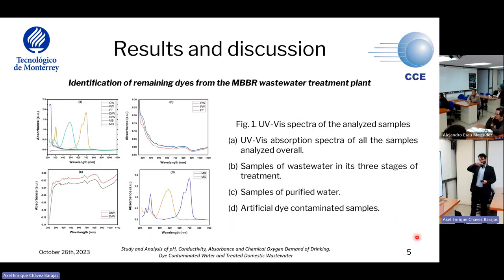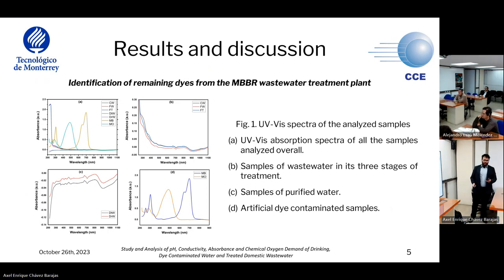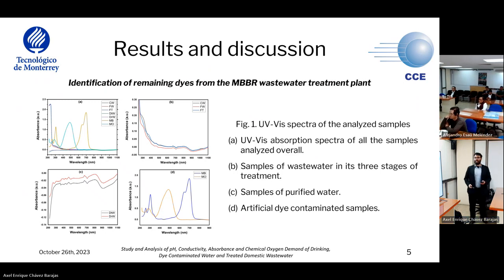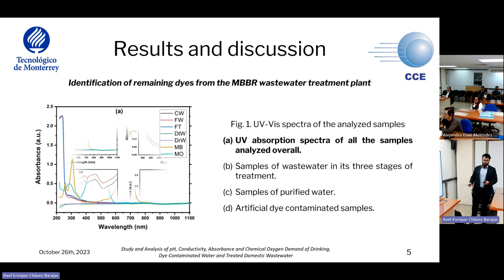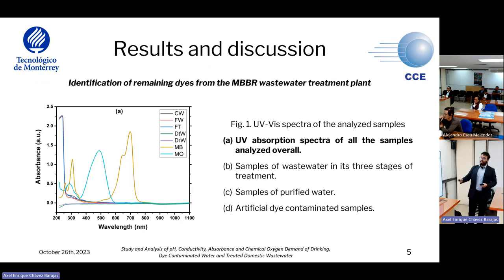Okay. Now, talking about the results, let's first analyze how the UV-visible spectroscopy results were obtained by this characterization technique. In this figure, we have the absorbance of the 7 samples combined in one figure. If we set aside the results obtained for the dyes, which are the orange and the blue absorbance results, we can take a closer look at the area we are looking at on the screen, just to see better and visualize how the differences were obtained after the 3 stages of the MBBR wastewater treatment plant.